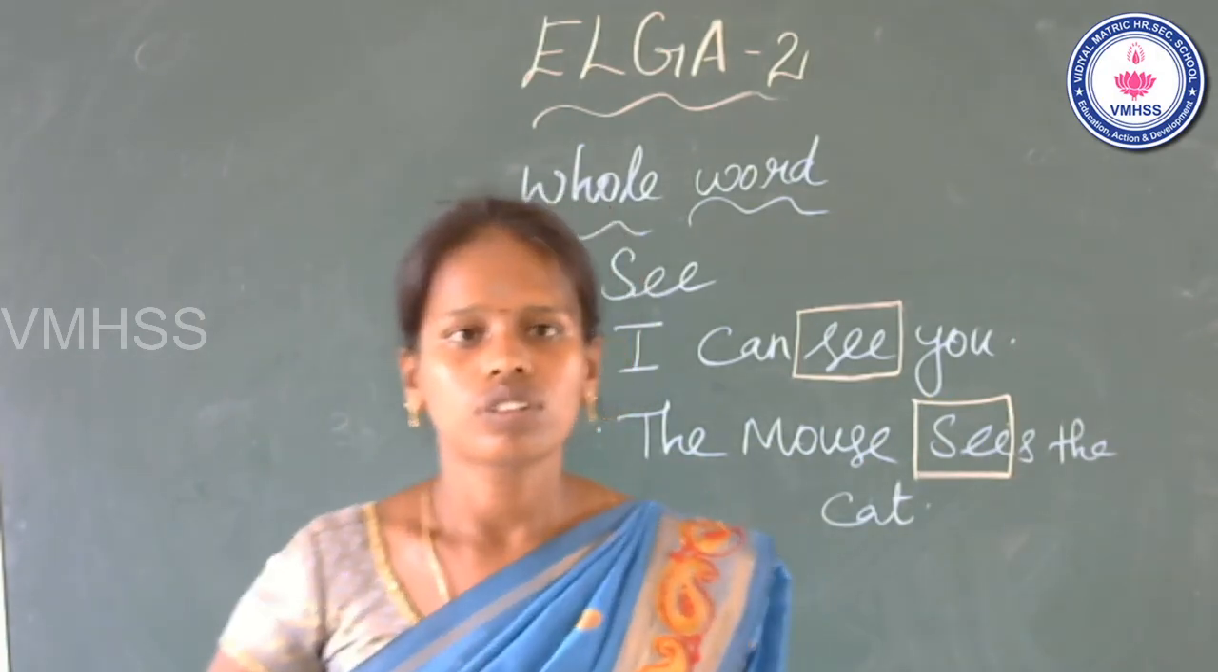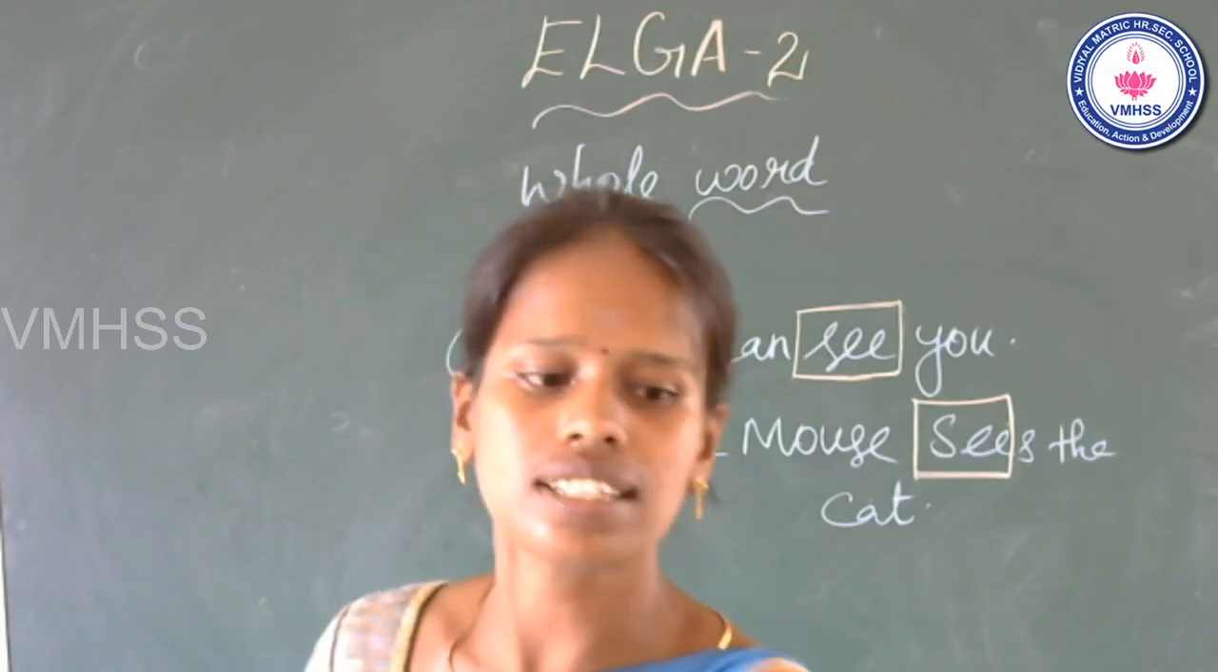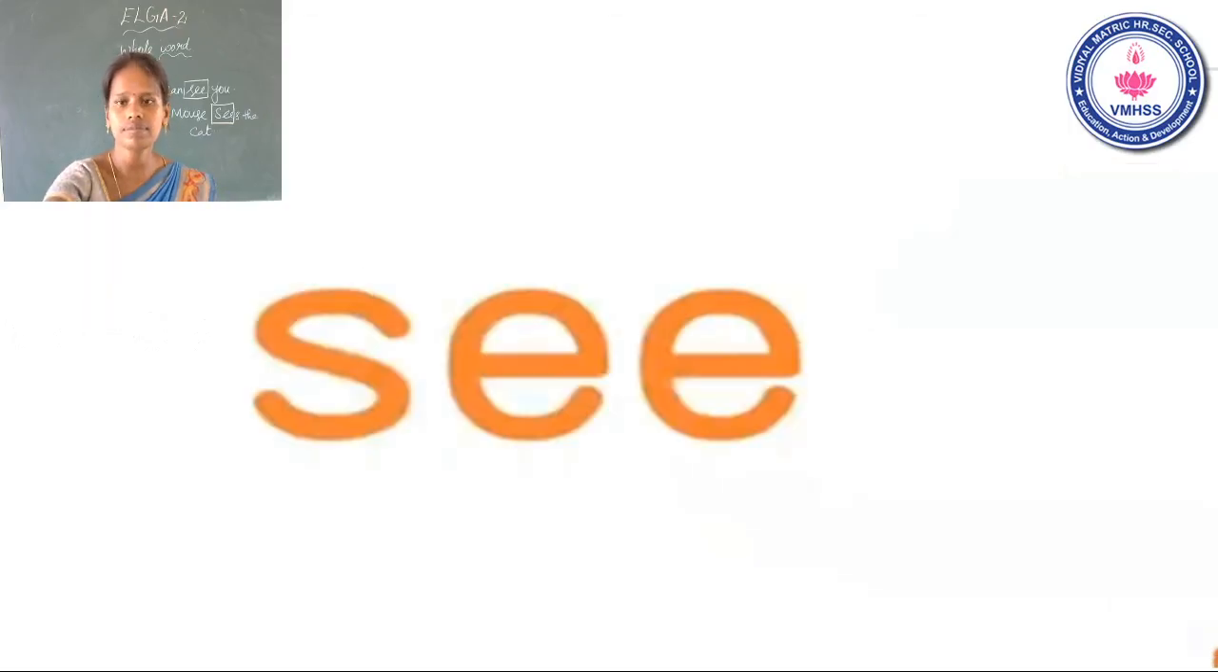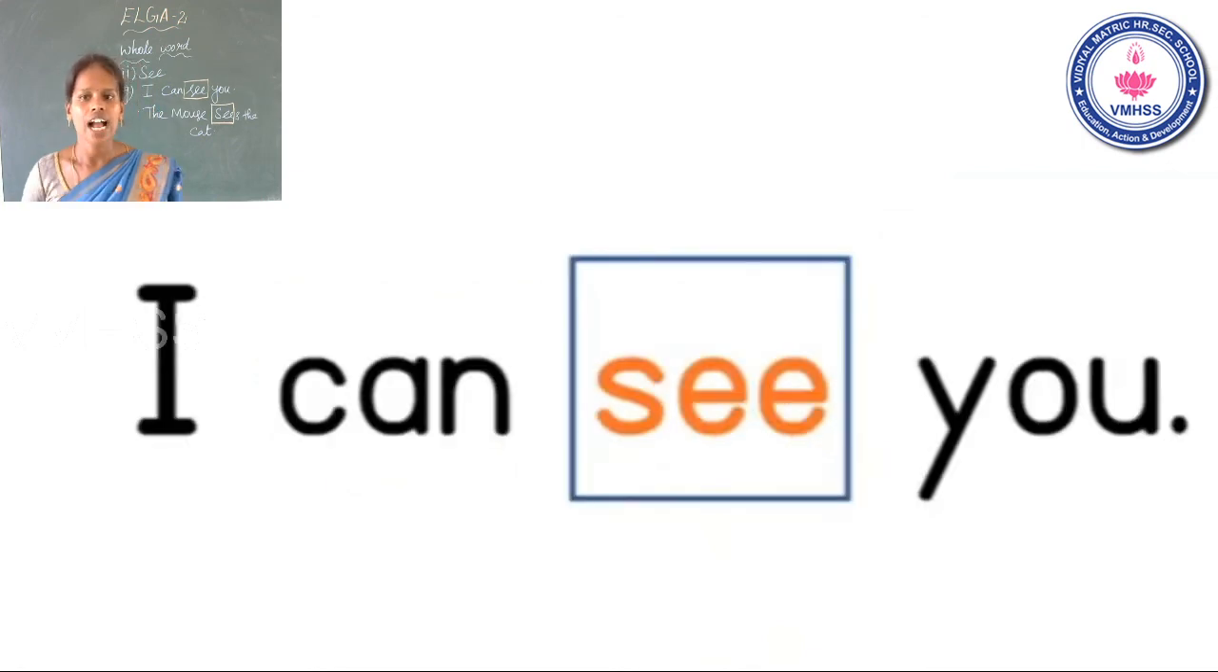Now go to the slide. See the slide, students. Yes, the third whole word is see. Next see the examples. I can see you. I can, C-A-N, can. See, S-E-E. You, Y-O-U. I can see you. Now go to the next example.